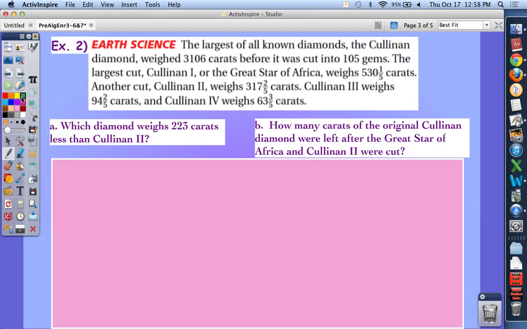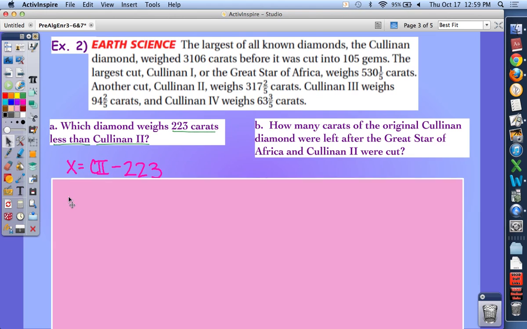If you're a little stuck, I'll help you out here. We're saying 223 less than the Cullinan 2. So it may help you to start with an equation. Think about how you would write less than. If it's 10 less than something, you put that something minus the less than part. So you're going to be figuring out the Cullinan 2, taking away the 223. That's going to be the equation you start with for A.